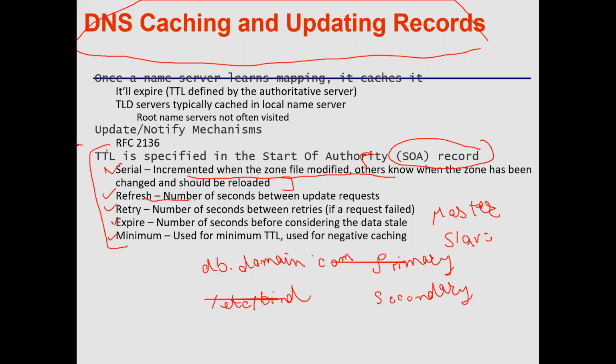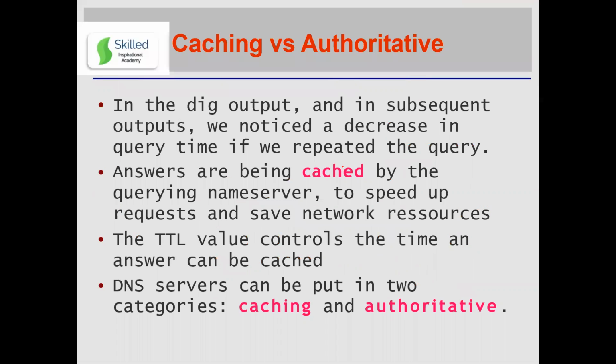Refresh is the number of seconds between update requests between your master and slave. Retry is the number of seconds between retries if a DNS query fails. Expire means the number of seconds before considering the data stale. So if some record has been removed or some resource record has been changed, the expire time says the number of seconds before considering the data stale. So this is how DNS works.